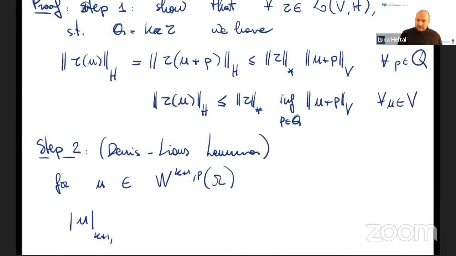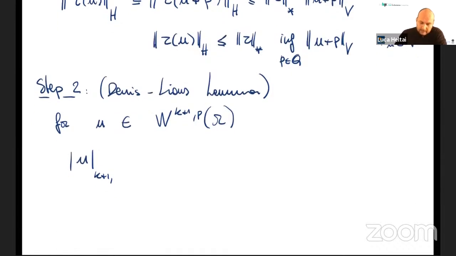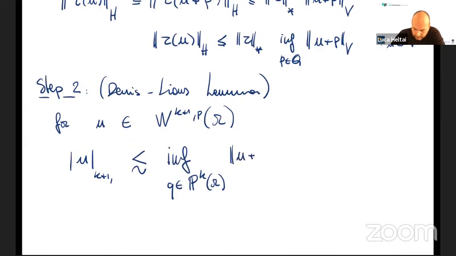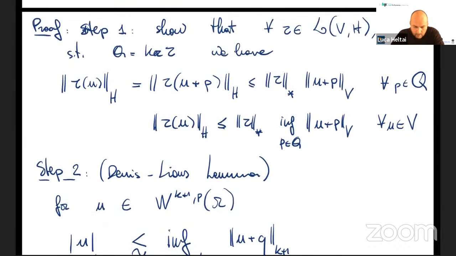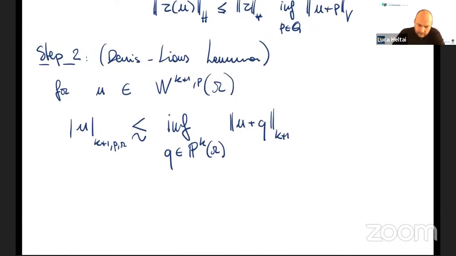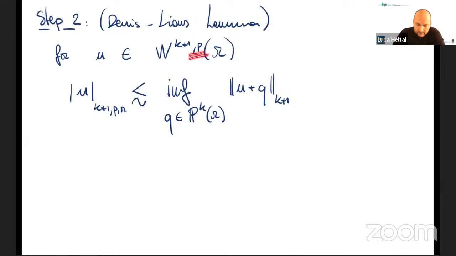And now, in order to prove the last part of the Bramble-Hilbert lemma, one wants to show that if you take U in W^{K+1,P}, then the semi-norm K plus one is equivalent to the quotient norm with respect to Q. Let me write this with P_K of omega, the norm of U plus Q. Oh, that's why I was using Q. Let me change this and use Q here, otherwise I confuse the Q with the Sobolev index. So this is the P Sobolev index, sorry about that.